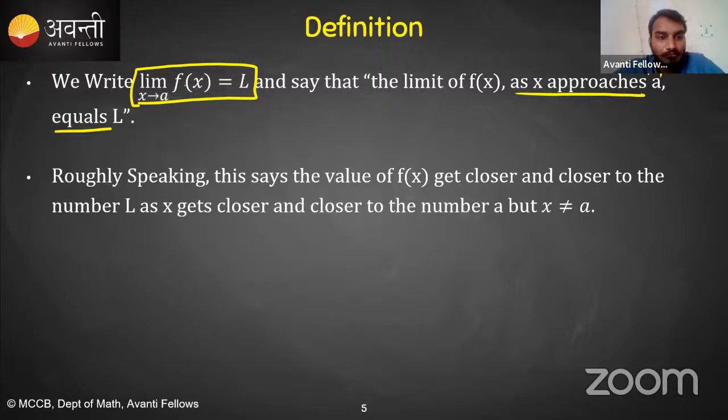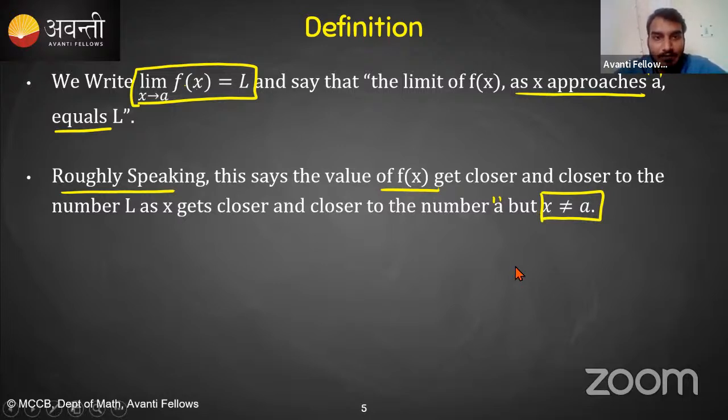Is this clear? Roughly speaking, students, this says that the value of f of x gets closer and closer to the number capital L as x gets closer and closer to the number a. But you should know x is not equal to a. We are approaching towards a, but x is not exactly a.